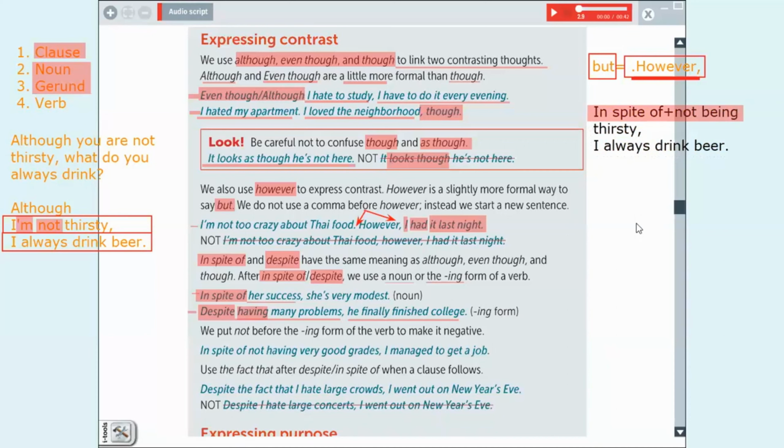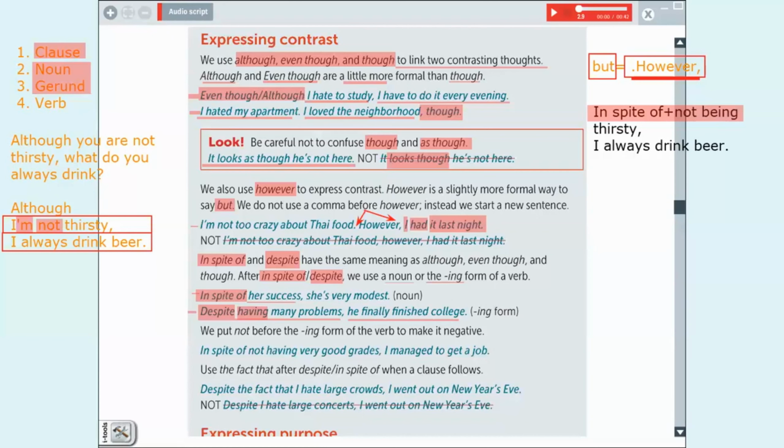In spite of not being. Ah, okay, because the verb is in -ing form. Yes, you are using the verb be, but now as the subject or as a noun. Because it is a noun, you need to use the gerund. In spite of not being thirsty, I always drink beer. Or despite not being thirsty, I always drink beer.